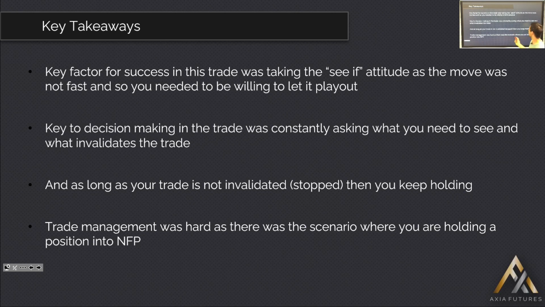So as long as your trade's not invalidated, so you're not stopped, keep holding. The trade management here was the hard part, because then you ended up holding a position into NFP, which I did, and I managed that really poorly. Once I did that, I really struggled to figure out the context. I thought it could actually come back a long way, because I thought NFP could break my control block, stop, and then it could turn around and start bidding a bit later. That just introduced a lot more complexity to the trade, and I stuffed that part up.